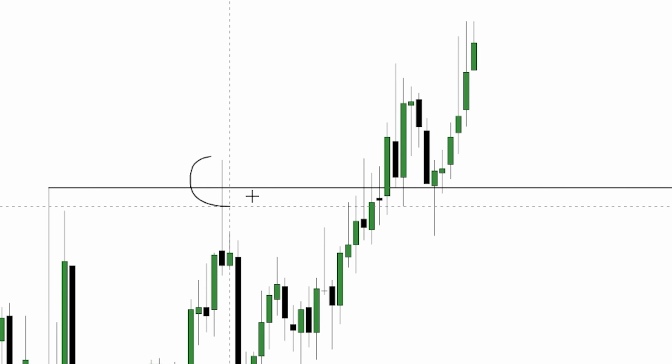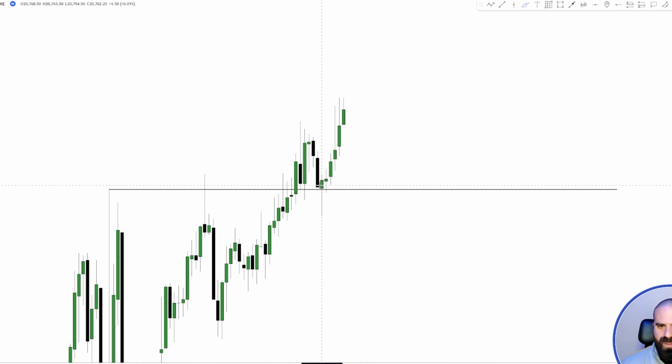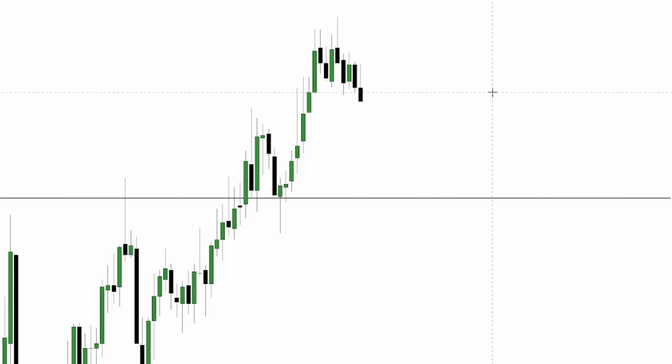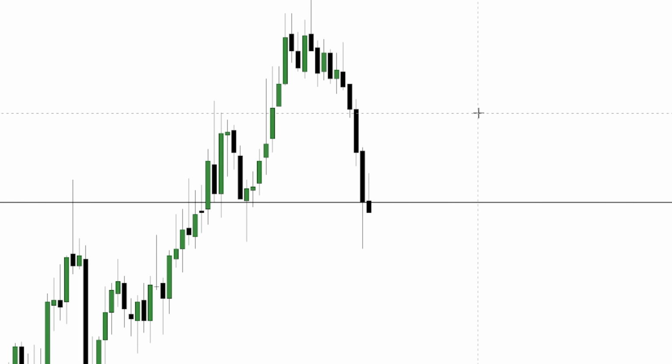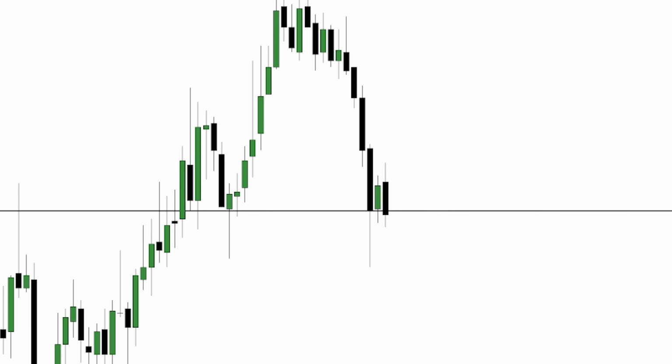A wick will not count. Okay, you need to see a break with a body above and a close with a body below. This never happened here. This is why this strategy is fantastic on the 5-minute time frame. Specifically, let's see, still not a body. And here we have a body breaking below.